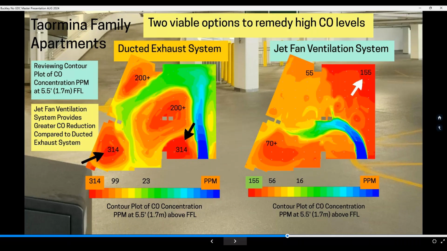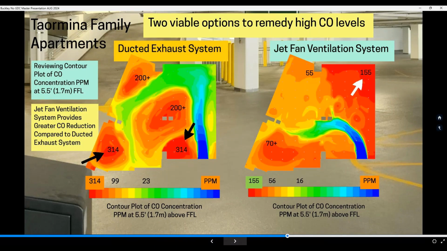But it's not healthy. It's not a healthy indoor environment by any means. But over here on the right, you see the jet fan ventilation system. It reduced the carbon monoxide from 1124 parts per million down to 155 parts per million. That is within the 200 parts per million standard that is allowable for a 15-minute exposure.